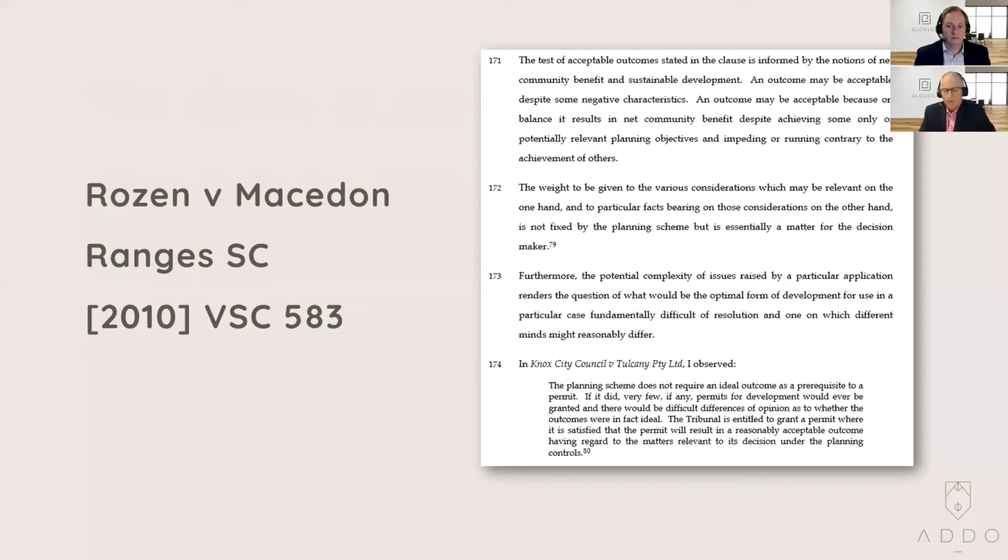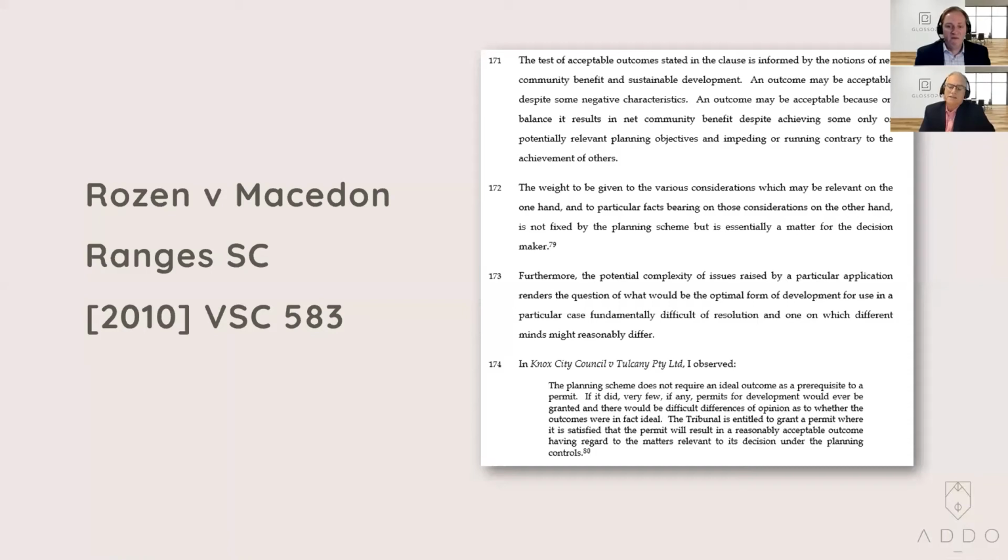Now, what Rosen really demonstrates is that a net community benefit is informed by the facts of a particular case. It's not fixed by the planning scheme and is essentially a matter for the decision maker. And that's borne out in paragraph 172 of the Supreme Court decision, which you can see on the screen before you at the moment.